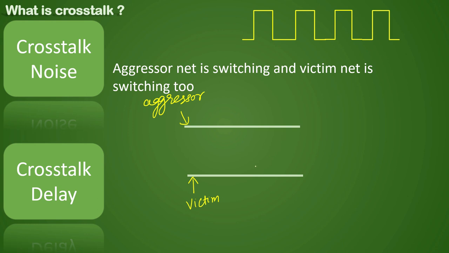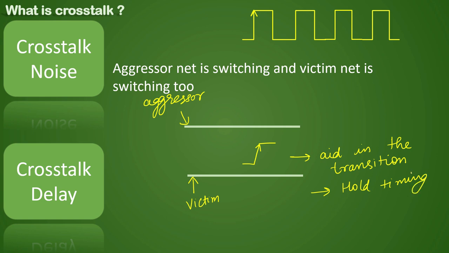Now let us say that your victim is also going in the same direction as a switching net. Then in that case, your aggressor will aid. You can say that it will aid in the transition, and it is called positive crosstalk. It will aid in the transition means if you wanted your transition to be a little high, but it has aided it, so the transition will improve and it might result in a hold critical path. So hold might come on a critical path. For hold it is not favorable, but for setup it is improving the transition, so it might be helpful. Then there is another case where you have aggressor and victim going in opposite direction.